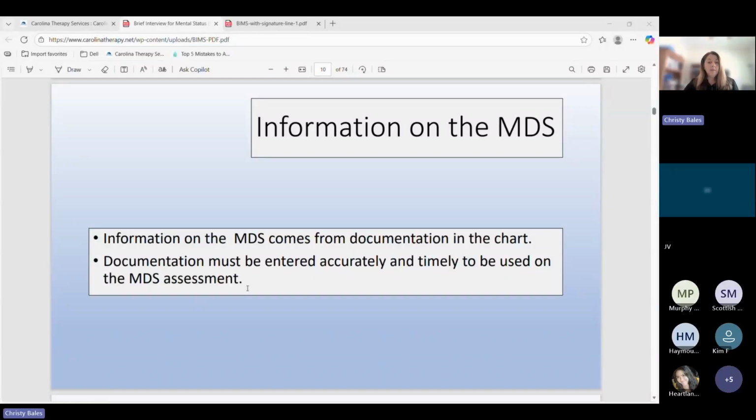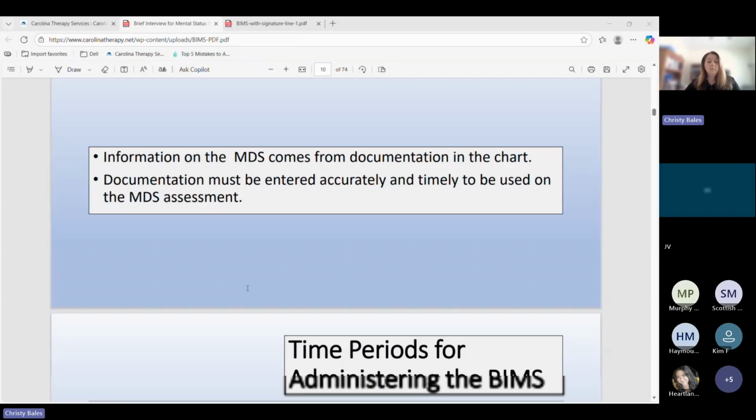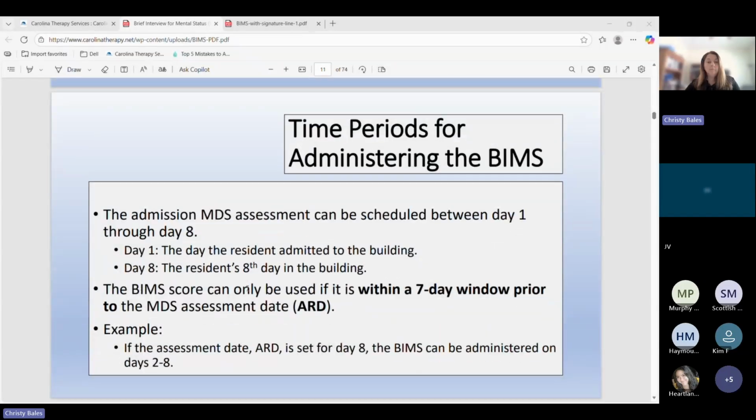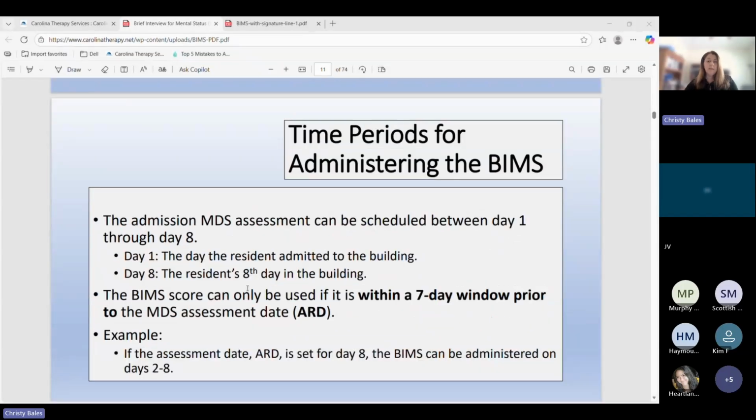So information on the MDS comes from documentation. The chart documentation must be entered accurately and timely to be used on the MDS assessment. The assessment days are days 1 through 8. So we'll talk about that in a little bit. The admission MDS can be scheduled between day 1 and day 8. Sometimes they'll do day 7 to capture things on the first day. Some buildings do the 8th day.